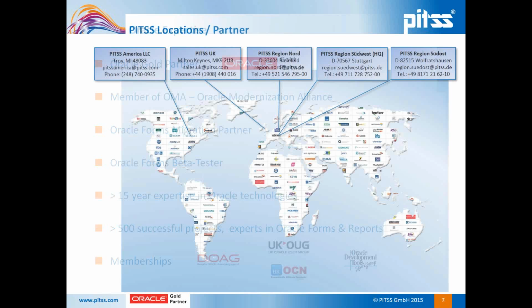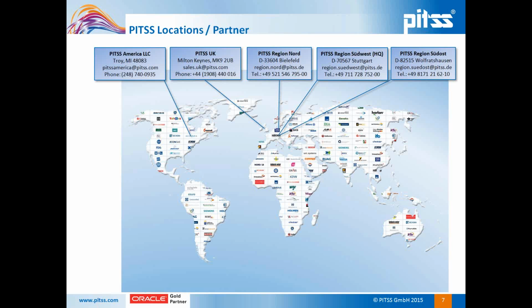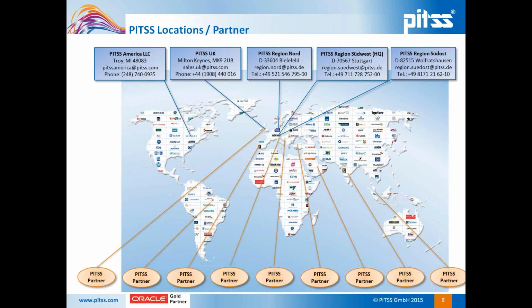PITSS is working globally directly from our headquarters in Germany with 3 locations, targeting the UK market out of Milton Keynes, for Americas with a daughter company PITSS LLC out of Troy, Michigan. Moreover, we collaborate in various regions with dedicated and certified PITSS partners, providing our solution and expert services in their countries, backed by PITSS directly.